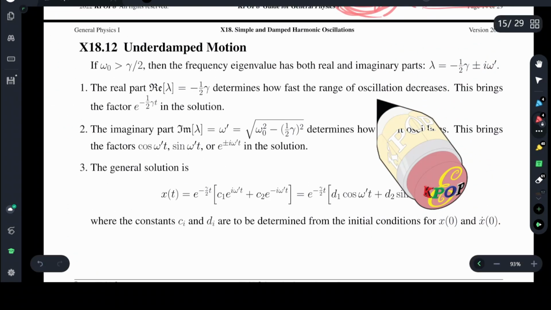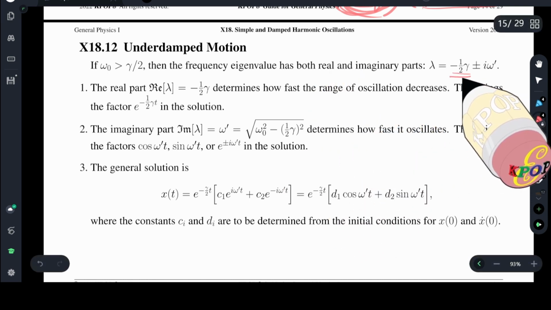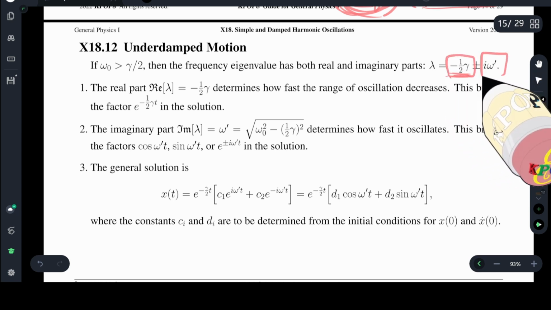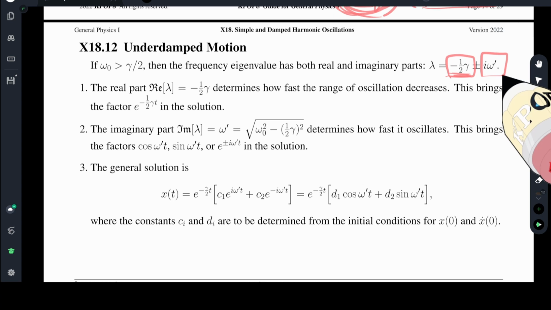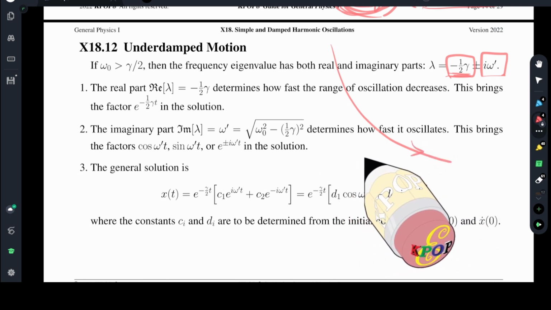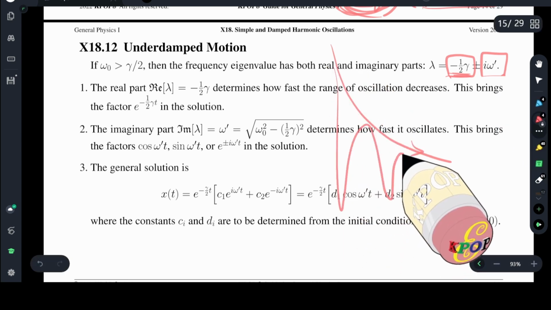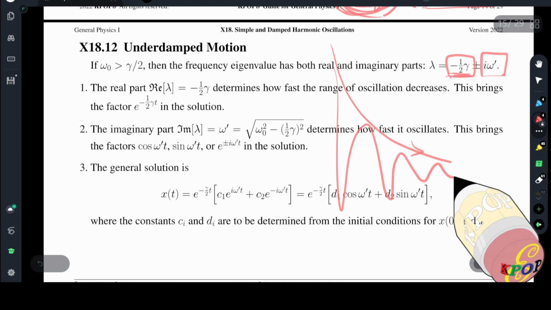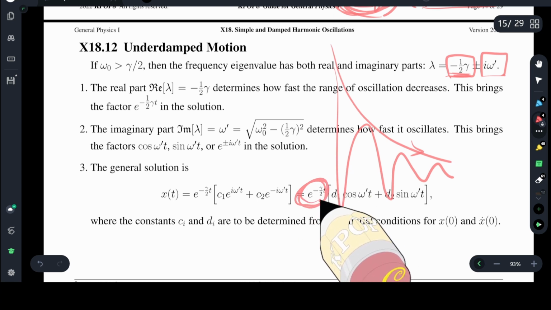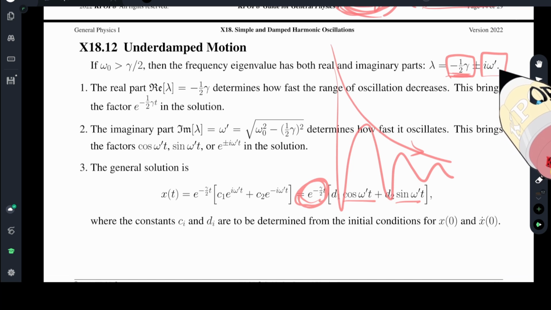Let us first consider underdamped motion. That is composed of the real part of the eigenvalue and the imaginary part of the eigenvalue. The real part of the eigenvalue determines the decay rate of the amplitude, and the imaginary part determines the oscillatory behavior. The solution is a linear combination of sinusoidal functions with the angular frequency omega prime, multiplied by this overall factor.